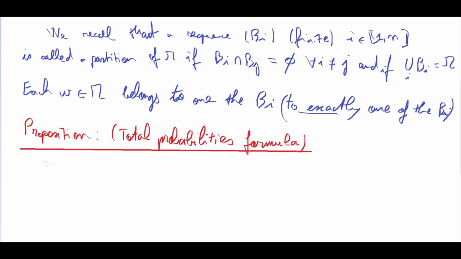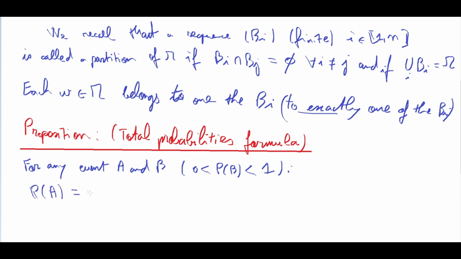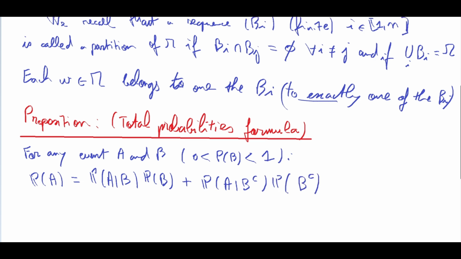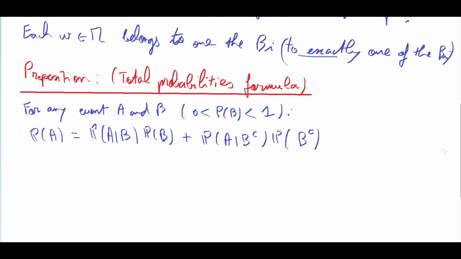For any events A and B, with P of B being strictly greater than 0 and strictly smaller than 1, we have, because if it is equal to 1 it is irrelevant, we won't even divide by P of B, there will be nothing. And so the formula is as follows: P of A is equal to P of A knowing B times P of B plus P of A knowing the complementary of B times the probability of the complementary, the contrary of B, the event of B not occurring.